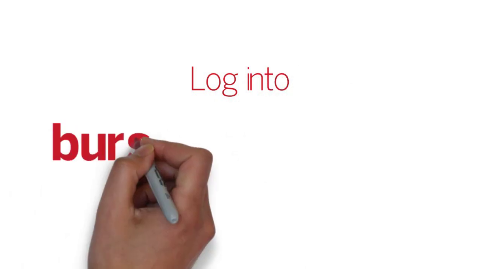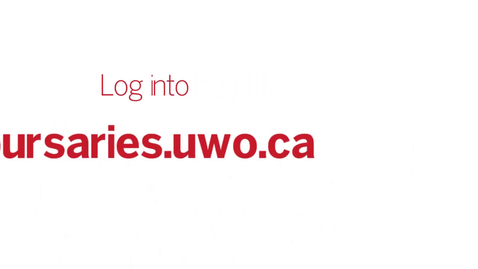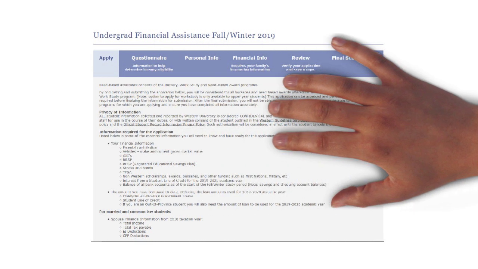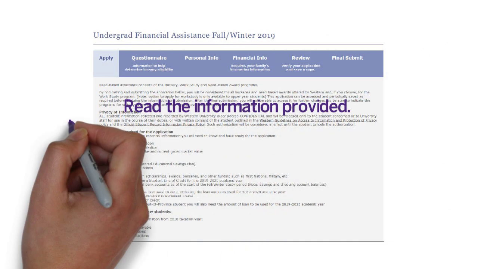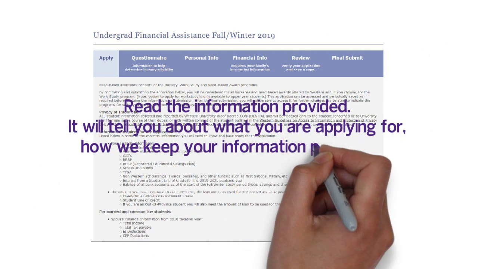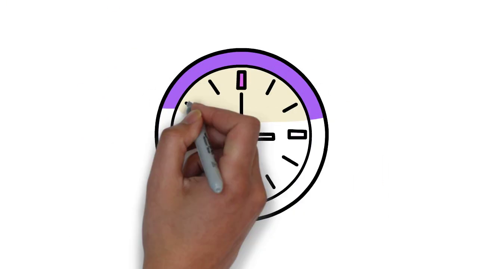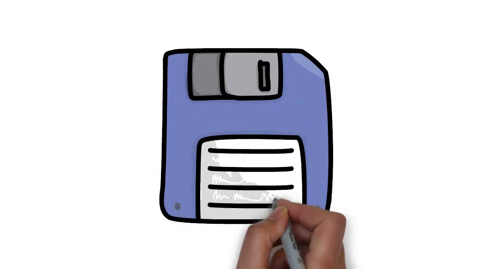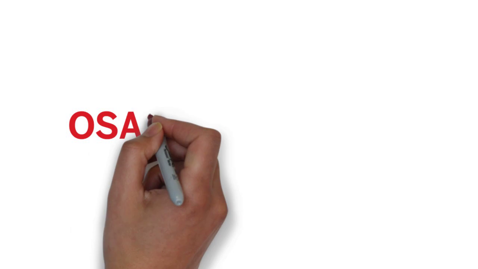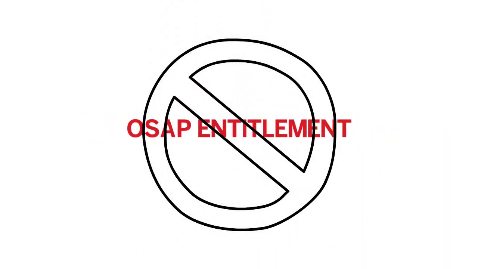To start, log into bursaries.uwo.ca. Read the information provided. It will tell you about what you are applying for, how we keep your information private, and what we use to determine your eligibility. It should take you 20 minutes to complete. Save often to avoid being timed out of your session. Do not report the amount of OSAP entitlement, as we will add it to your application.